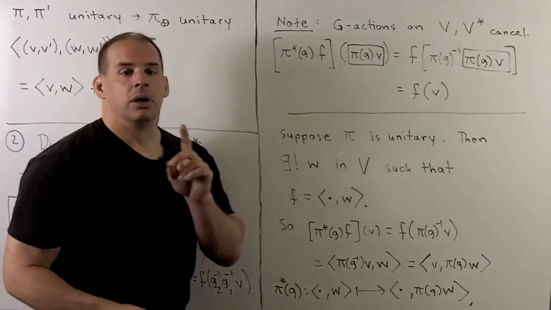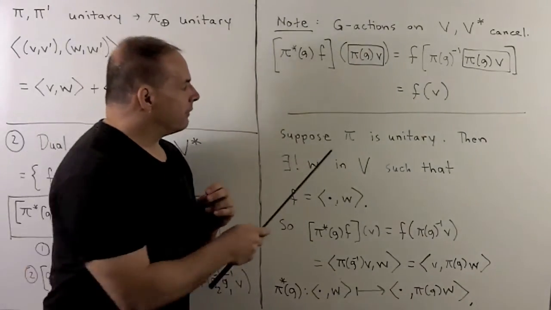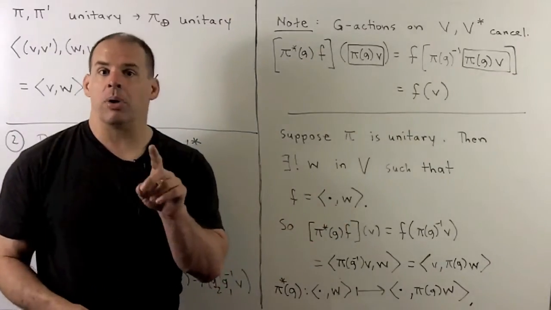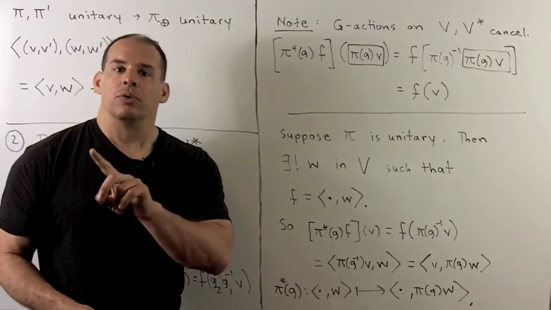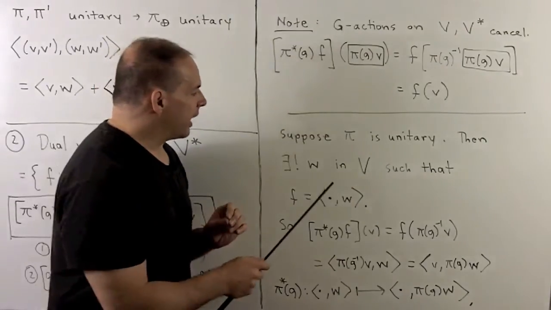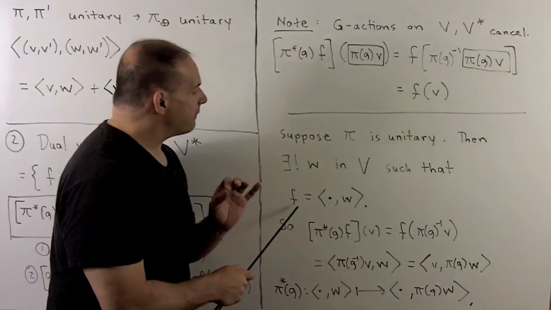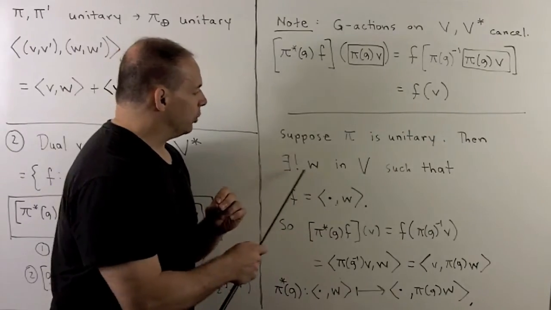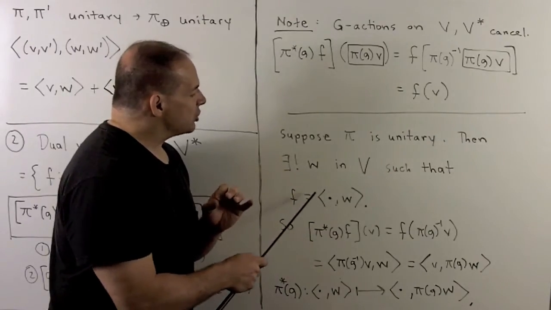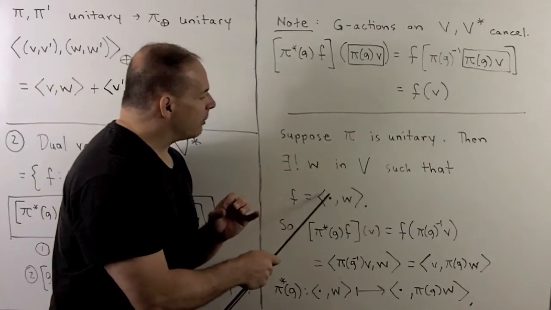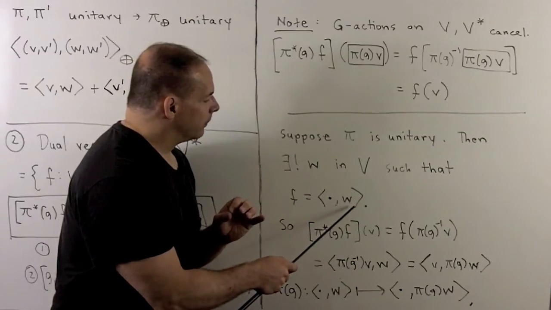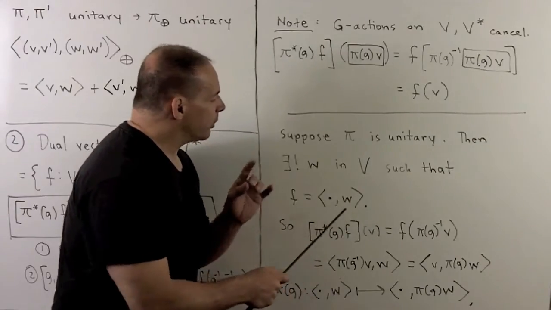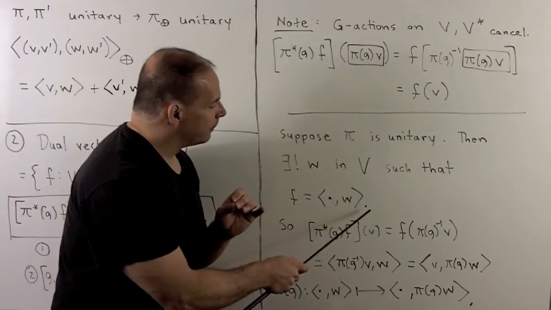Now, what happens when we have a unitary representation? We have an inner product. So for dual vectors, we have some linear functional F. There's going to be some W in V, and it'll be unique, such that we can write F as just the inner product of the variable with W. So all linear functionals can be written in this way, but we have to have an inner product available.